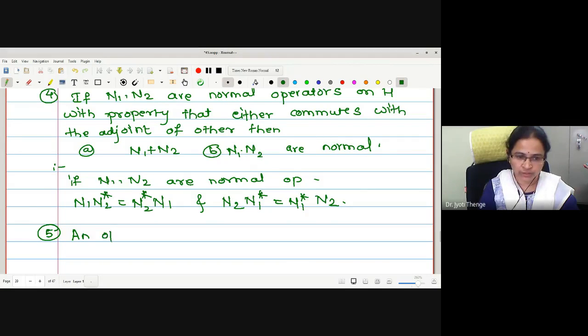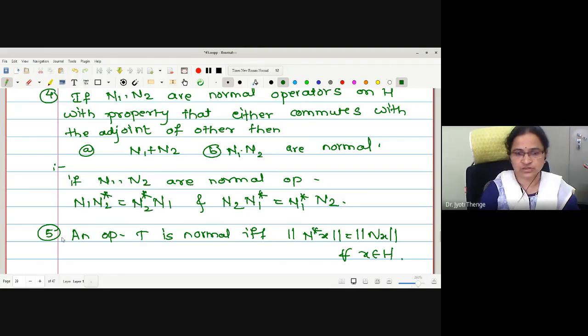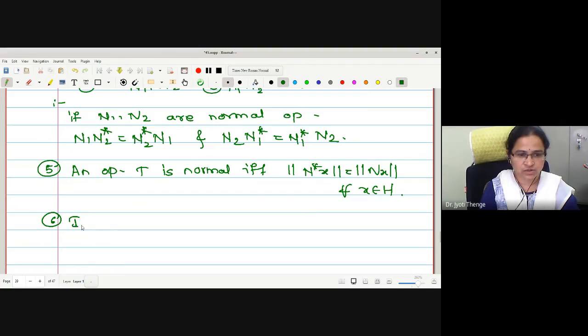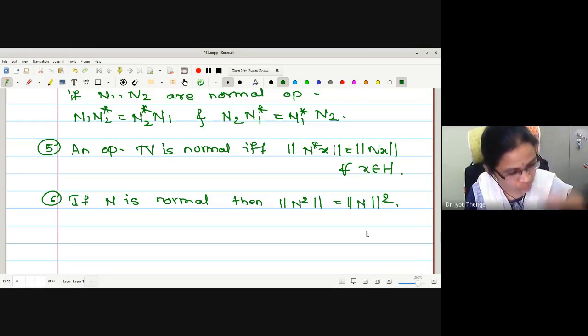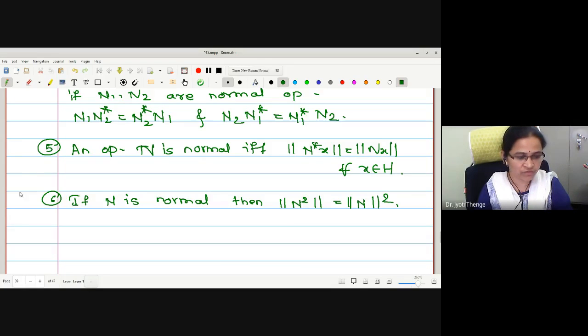Property number 5: an operator N is normal if and only if the norm of N star x is equal to the norm of Nx for all x in H. Next, if N is normal, then the norm of N square is equal to the norm of N, squared.